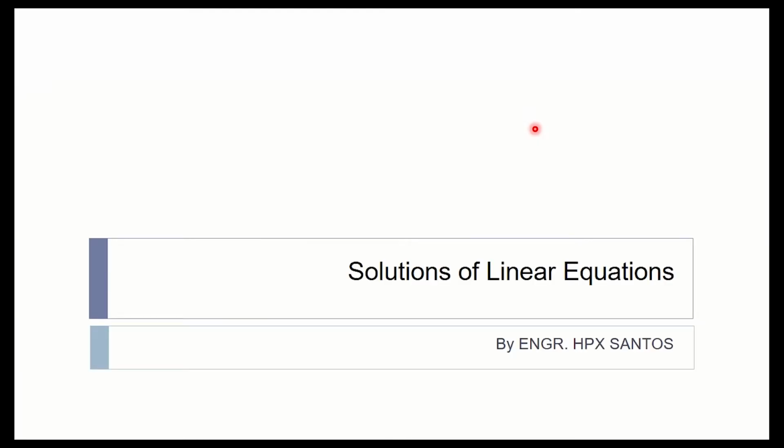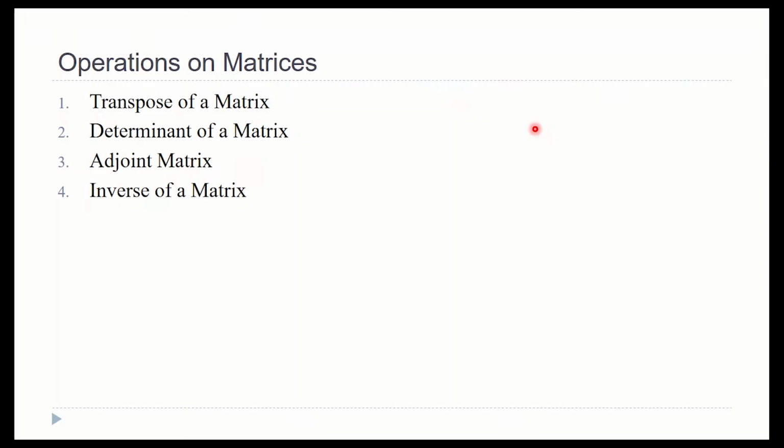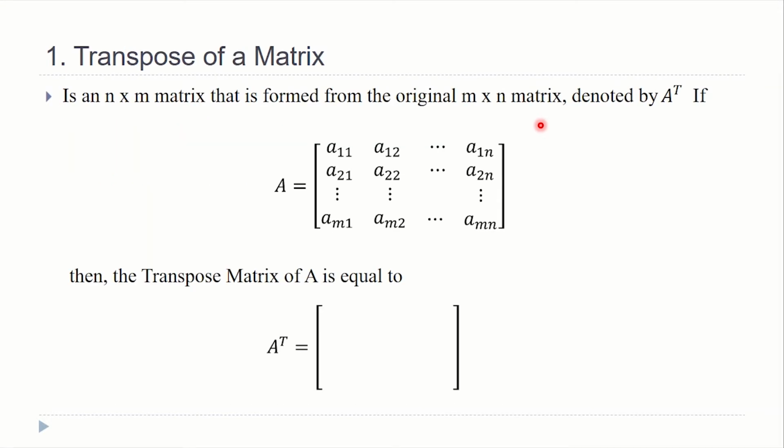Solutions of linear equations. Operations of matrices. We have the transpose of a matrix, determinant of a matrix, adjoint matrix, and inverse of a matrix. Transpose of a matrix is an n by m matrix that is formed from the original m by n matrix, denoted by A raised to T.